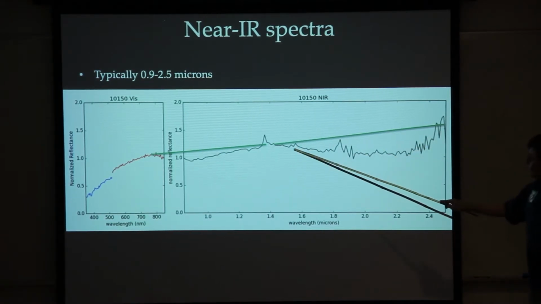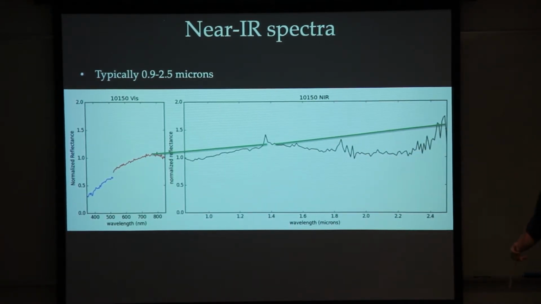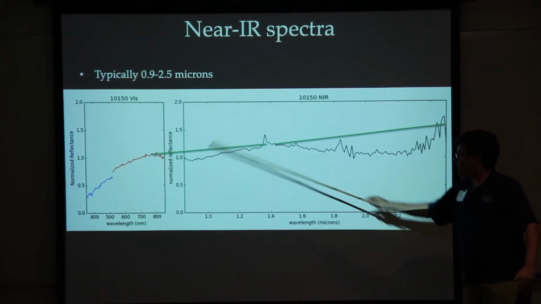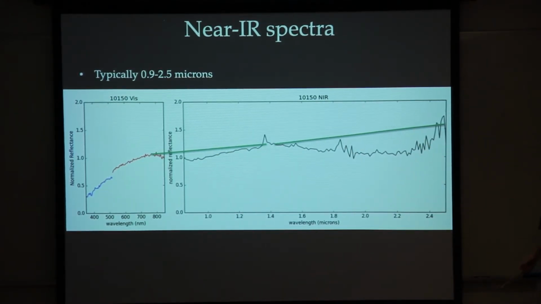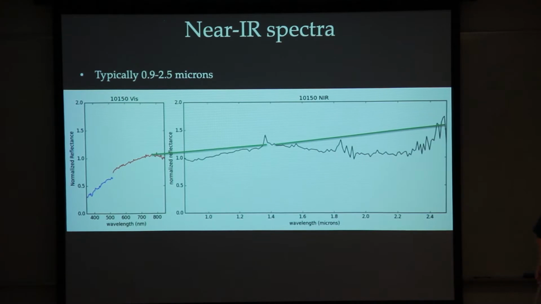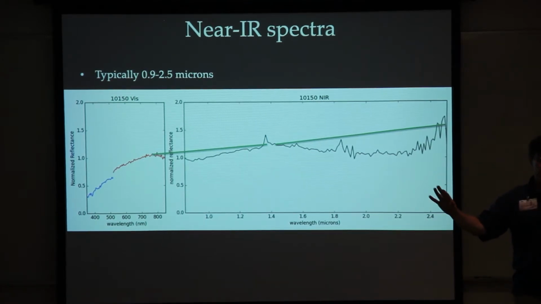And if you integrate this area, you can start to look at the band area ratio: how deep the 1 micron band is compared with the 2 micron band, what the ratio of the areas are, and where those band centers are. And you can do this for a large number of asteroids. You can also do it for a large number of meteorites, and then compare the results.